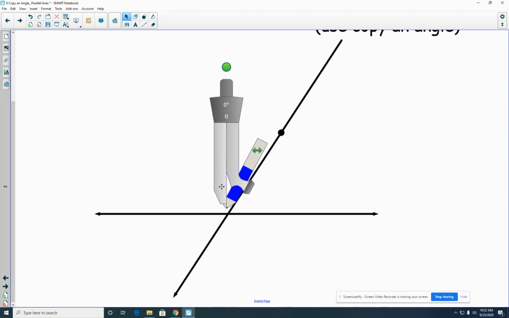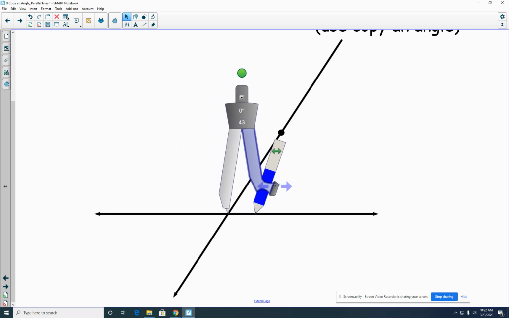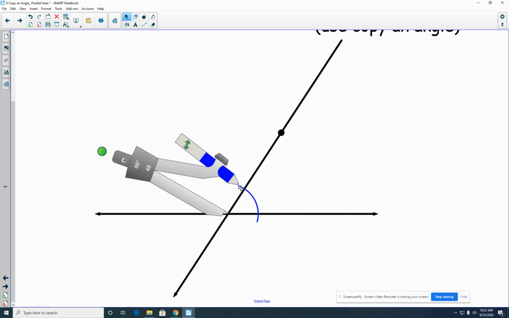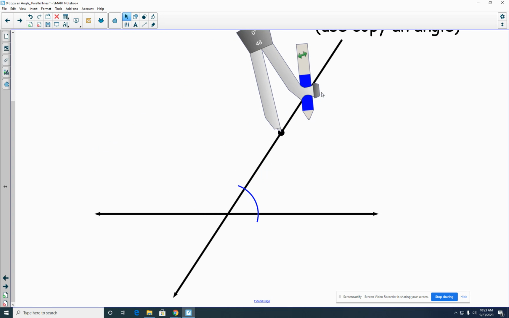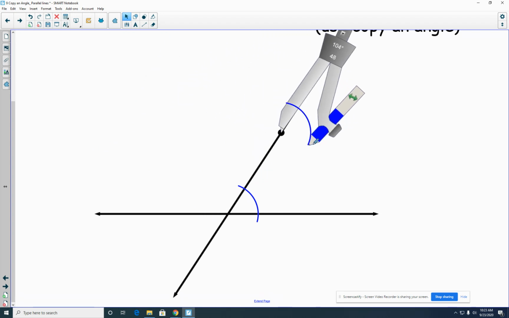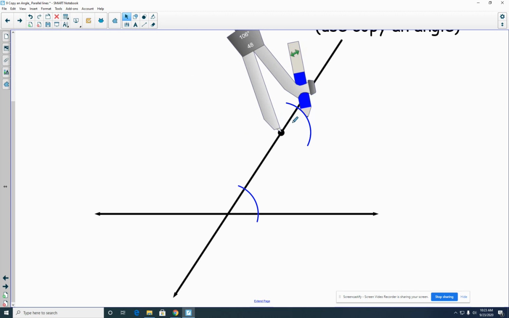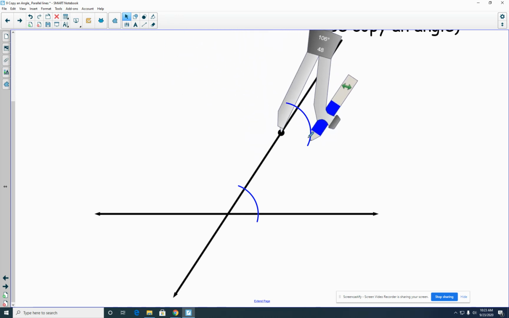We're going to start by making our arc. So I'm going to open this up, and I have to go through both sides of my angle, here and here. Here's the vertex. I know the vertex of my new angle is already over here. So I'm going to now take my compass, and I'm going to swing an arc of about the same size. Here we have it. Okay, next step.